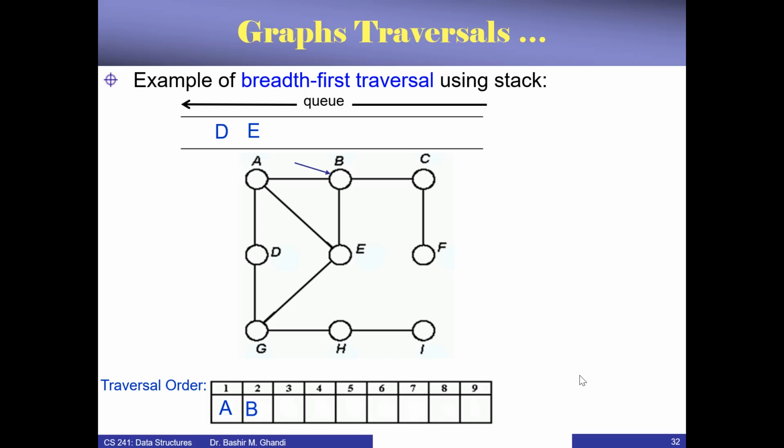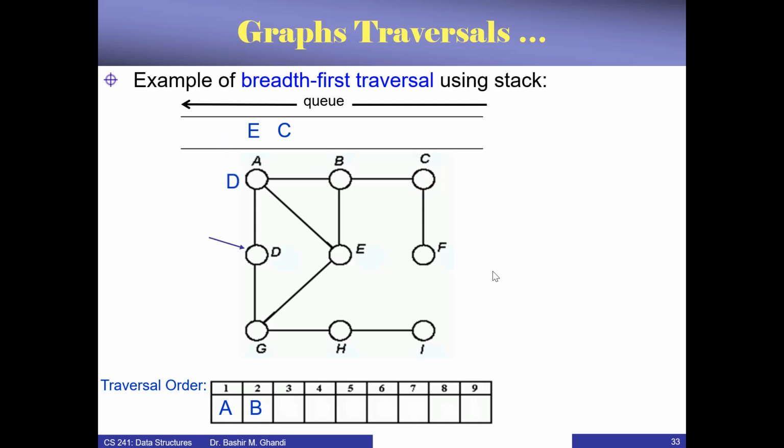Identify its adjacent vertices that were never enqueued before. You can see it is adjacent to E, but E was enqueued before. So was A. A was enqueued before, in fact, even visited. So we don't enqueue A and E, only C we're going to enqueue. So enqueue the C, and then repeat the loop.